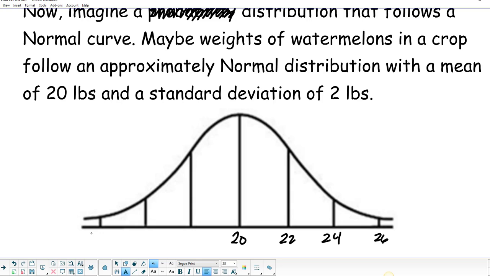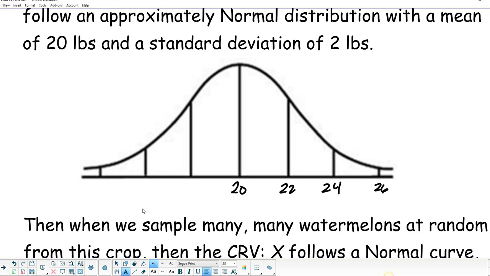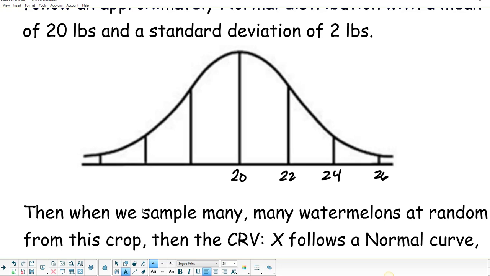That's all well and good, but again, this is like looking at the entire population. We're looking at random variables now. And so when we're looking at random variables, we have to think about not the entire population, but a whole bunch, an indefinite amount of randomly selected watermelons. Well, what turns out is that when we sample many, many watermelons at random from this crop, then that continuous random variable of a randomly selected watermelon is going to actually follow the exact same path as the population. It follows a normal curve with the same exact mean and the same exact standard deviations.